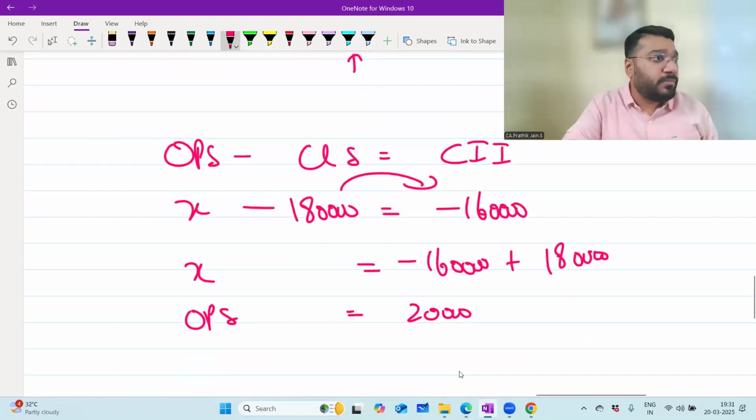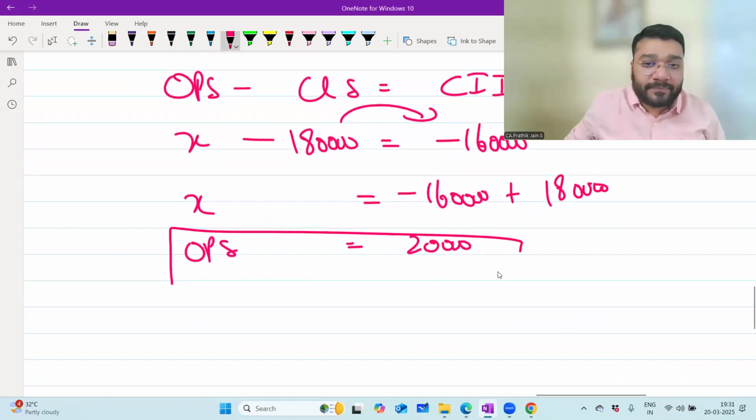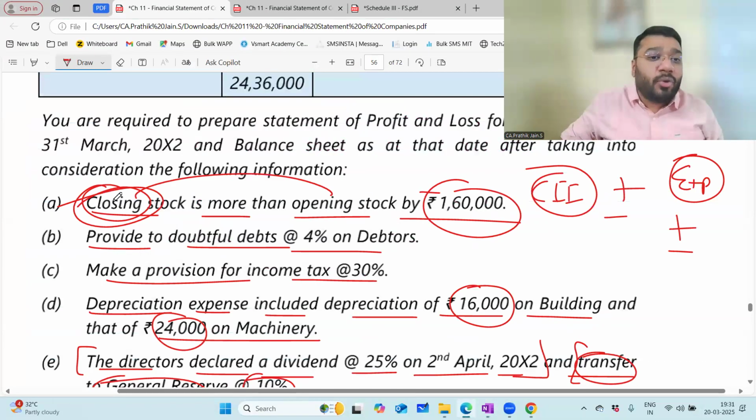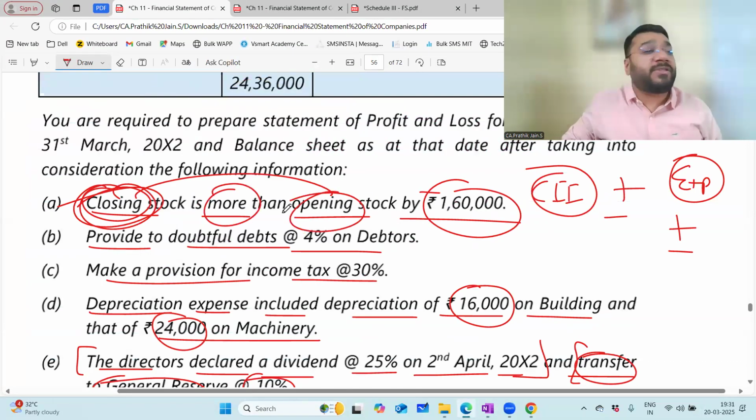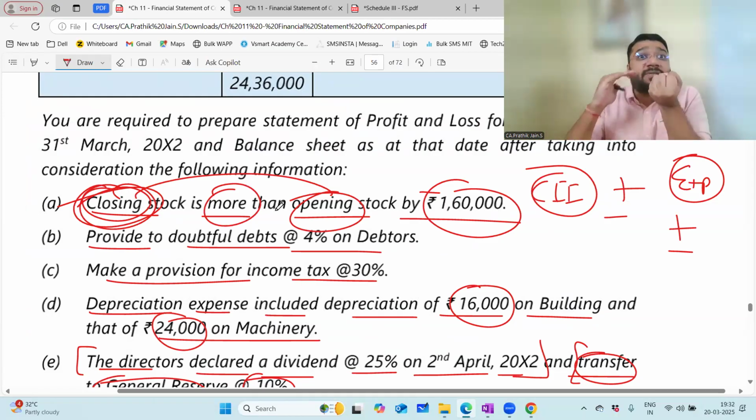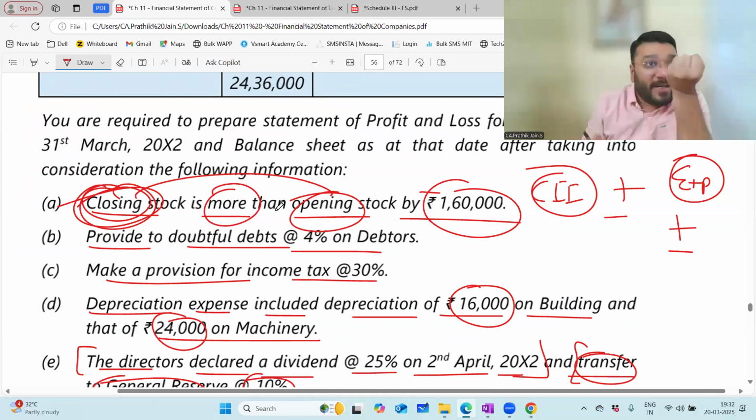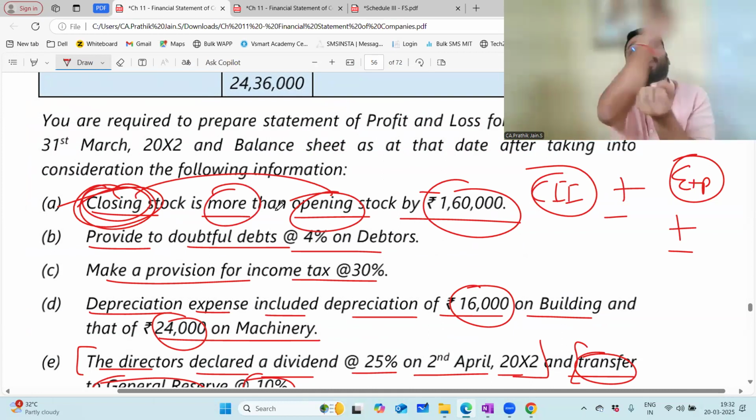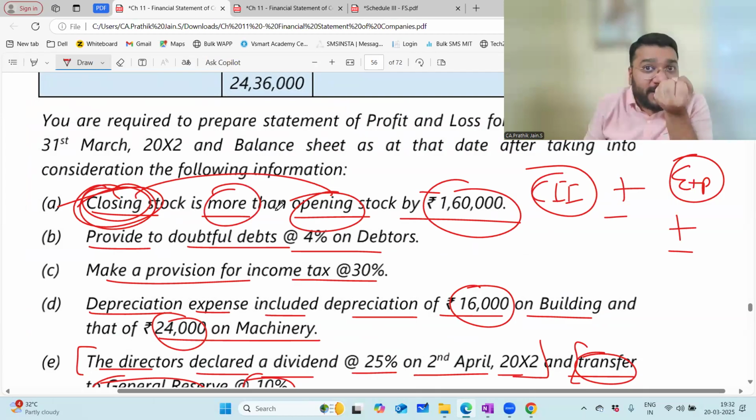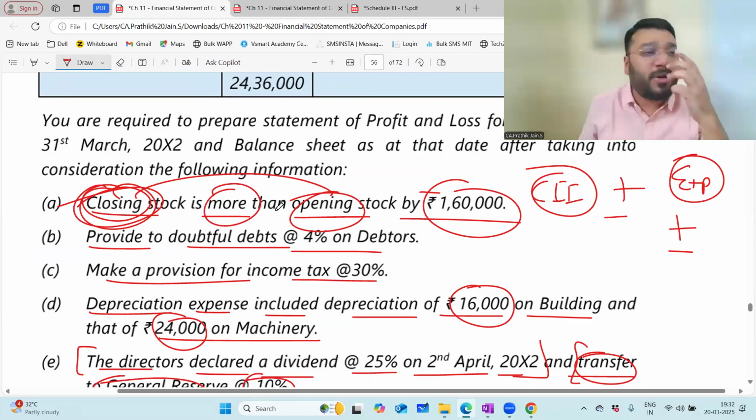We have to cross check, no? How to cross check, sir? They're telling that closing stock is more than opening stock by 160. So what is the opening stock? 20,000. Closing stock is 160 more than this. Means 20,000 is opening stock, plus 160 more is the closing stock. So 20,000 plus 160, if I put together, it will become 180, my closing stock. Matching or not matching?